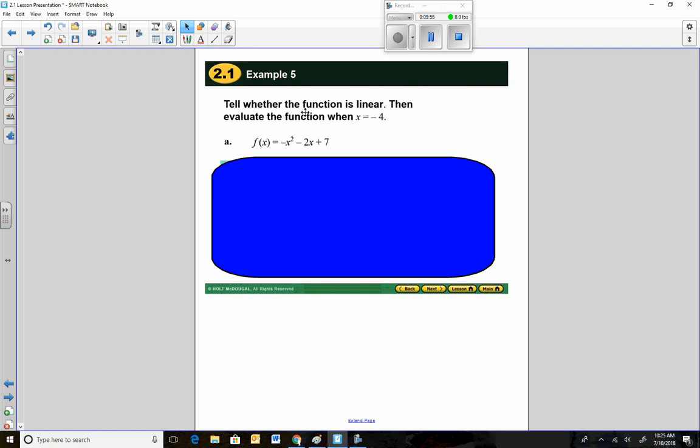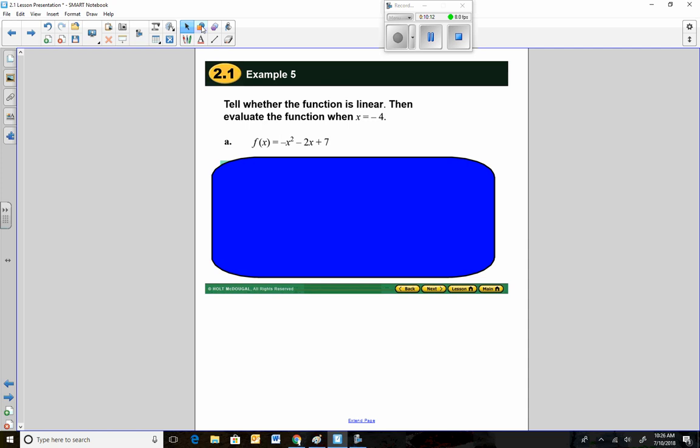Here we go. Tell whether the function is linear. Then evaluate the function for x equals -4. Take a look at this. You notice how this has an exponent of 2? If you recall from Algebra 1, anytime you have an exponent of 2 in your equation and there's nothing higher as far as the exponent, this is going to make a parabola.